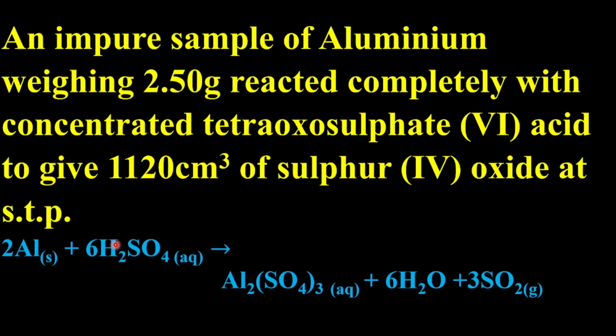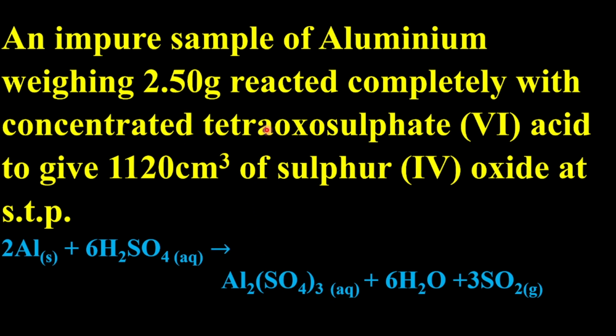Now with this question, we have been given a balanced equation. That is 2Al plus 6H2SO4, giving us Al2(SO4)3 plus 6 moles of water plus 3SO2. So this is what we are going to depend on. Now, depending on the nature of the question, we will write the mole ratio between two of the compounds here.